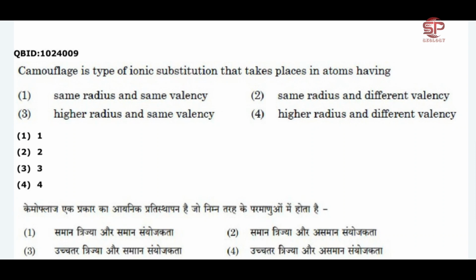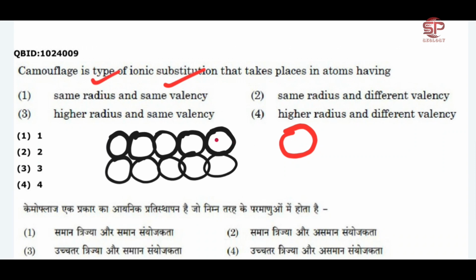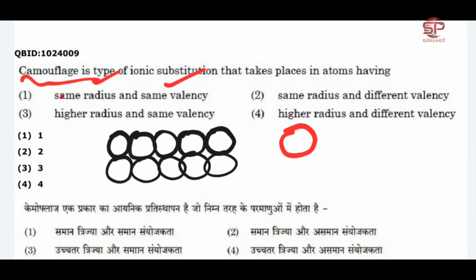Camouflage is a type of ionic substitution that takes place in atomic substitution. Camouflage means two things look exactly alike. During atomic substitution, there is a rule that ionic radius and charge should be the same for replacement. If two ions have the same radius and the same valency, they can replace each other very easily. That is called camouflage type of ionic substitution. You have studied it in the Goldschmidt substitution rule. If they have the same radius and the same valency, they can easily replace each other. They are also called diadochic pairs. So that is camouflage type of replacement or substitution.